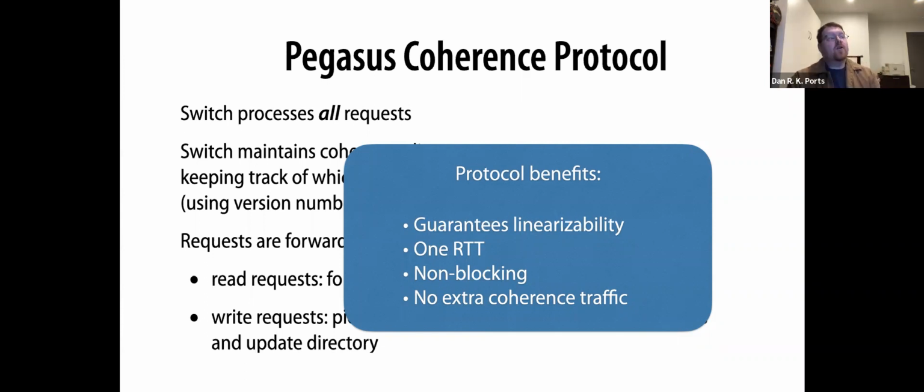And it's an extremely low cost protocol because it's being implemented on the switch that can see all the traffic and reroute all the traffic. So it runs in a single round trip. It doesn't block. It doesn't add any extra traffic. Essentially, it has no overhead relative to just routing requests.